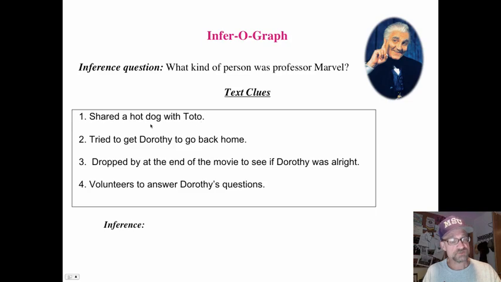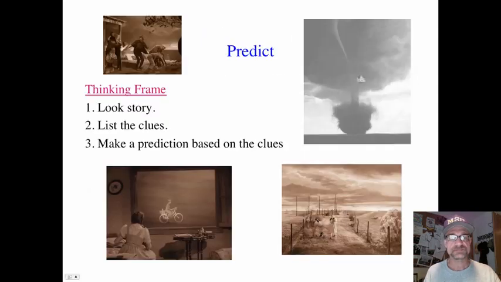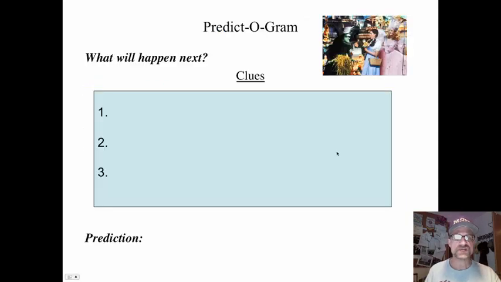First, in large group, you would list clues. Then you would make an inference on the clue. Very important with inference that you list the clues first and make a prediction or a guess based on the clues, or a conclusion, I should say. Come to a conclusion. Same with predict. It's not just a guess. Look at the story, list the clues, make a prediction based on the clues. What will happen next? Get students to list clues.